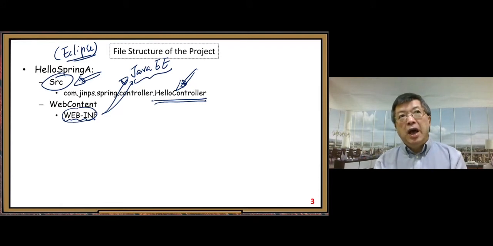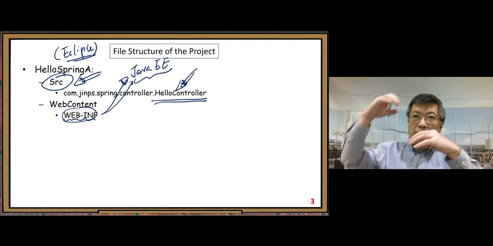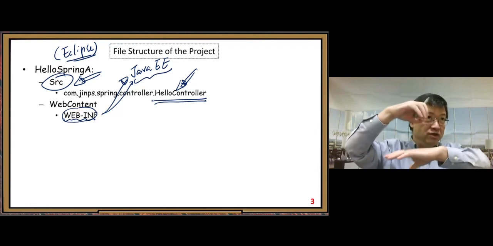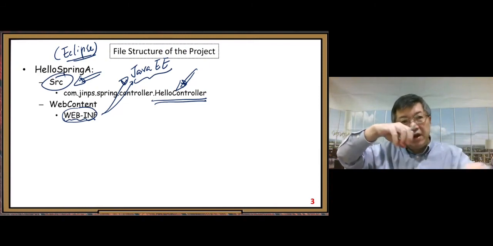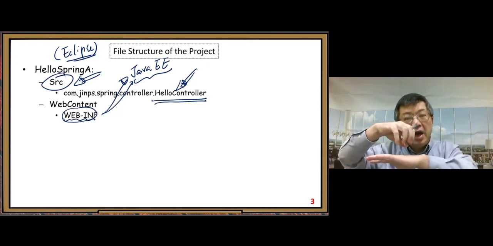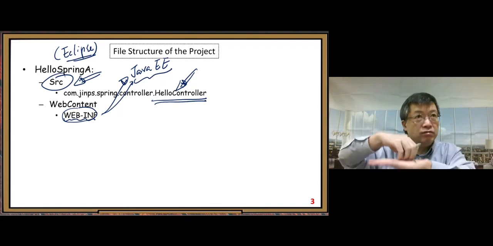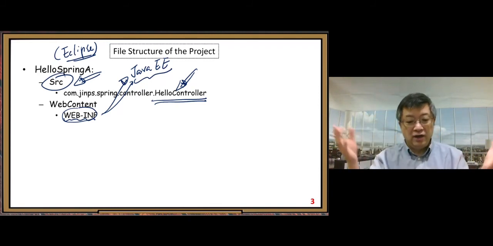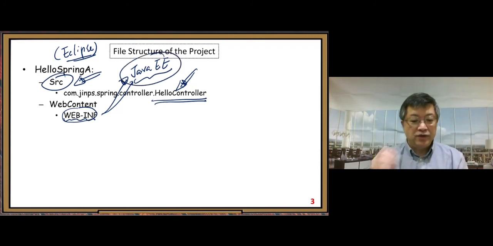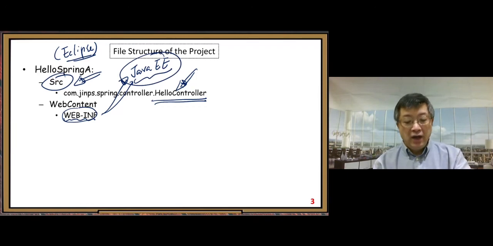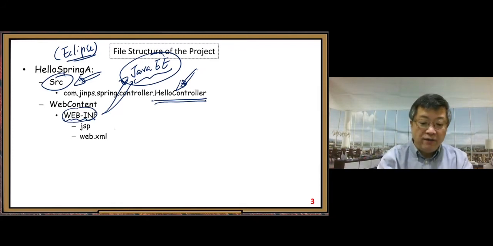And Spring is built on top of the Java EE specification. So Spring uses the foundation from Java EE and adds some extra features, their own features. That's the reason they still keep the Java EE structure. So you have this web-inf. Inside it, you have a JSP folder, and the web.xml configuration file, right? Configuration.